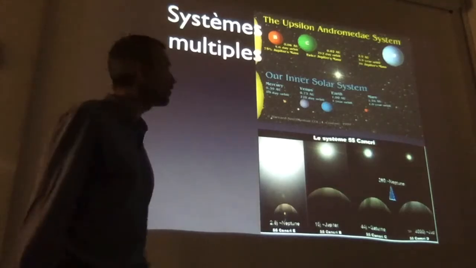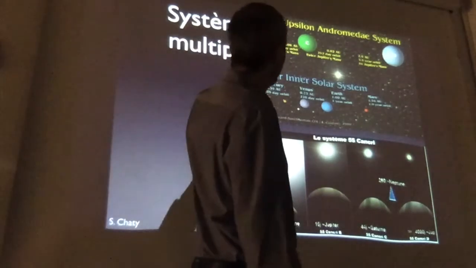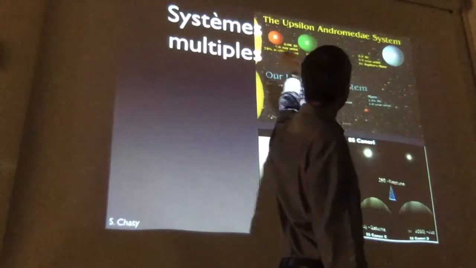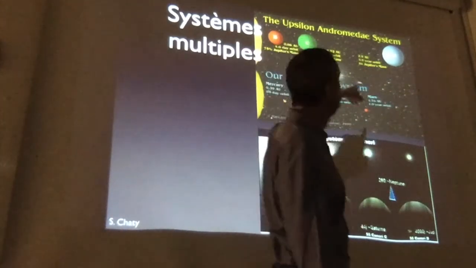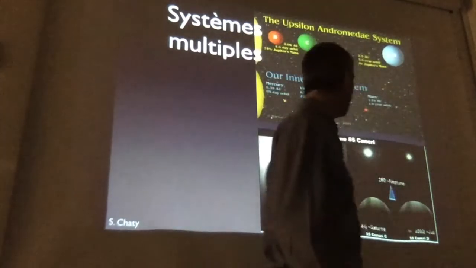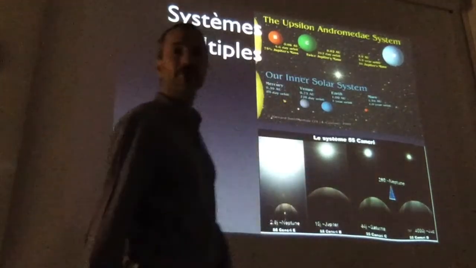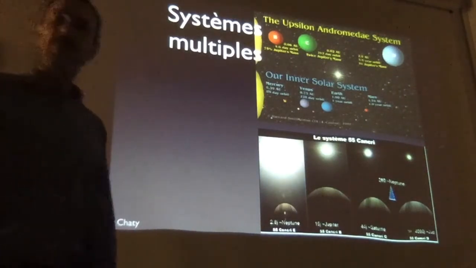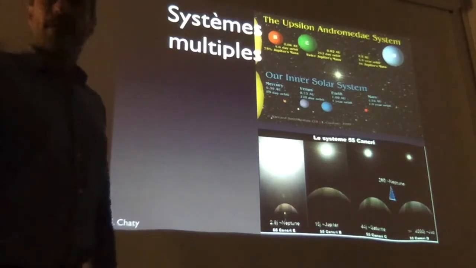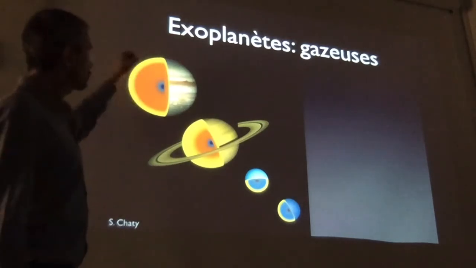For instance, this is one of two examples where you have here the Sun, Mercury, Venus, Earth. Here you have 3 planets that are between 75% and 4 times the mass of Jupiter inside the orbital radius of Mars, nearly. Here you have another system of the same type. So many multiple systems with giant planets in a very compact system. Gaseous planets. So this is what I told you earlier.